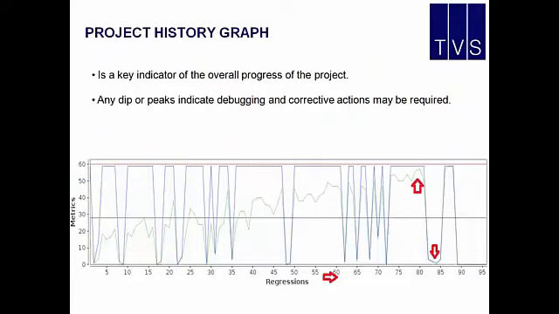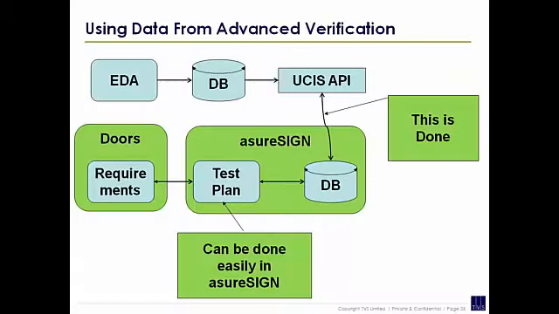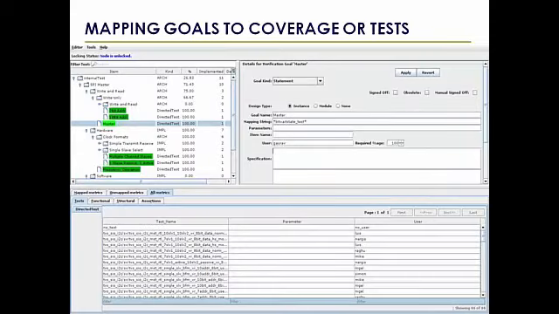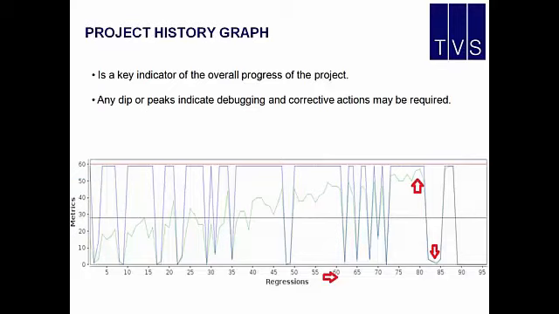Here's what it does also: it looks across time. Okay. So this is a history of the regressions, and the data that we got from those regressions in terms of how much of the requirements have been properly verified through time.